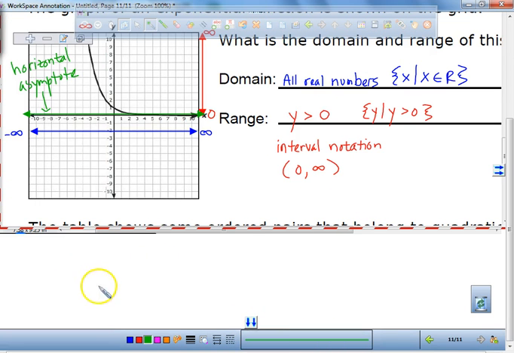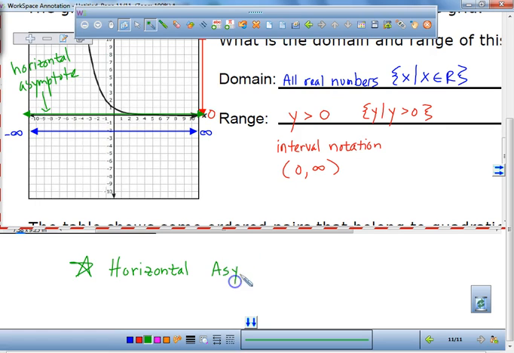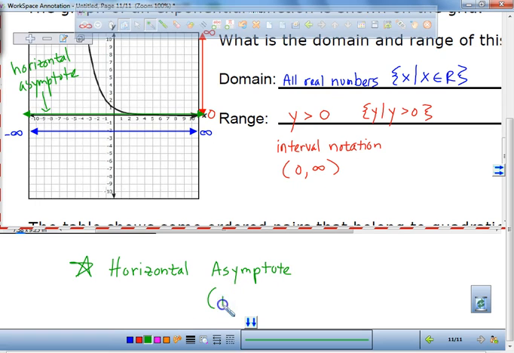Okay? So with a little star, there is what's called a horizontal asymptote. An asymptote, everybody, is a boundary. Okay? It's a boundary that's in the graph, and it's at y equals 0, also known as the x-axis.